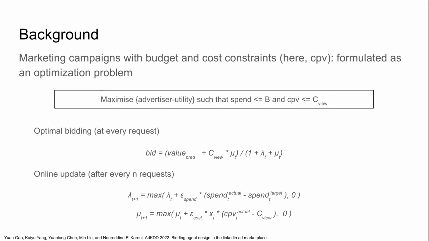At every request, a bid is placed using the optimal bidding formula. Mu and lambda are the dual variables associated with the budget and cost constraints, respectively. After every n requests, the dual variables are updated based on the actual and the target spend and the actual and the target cost.